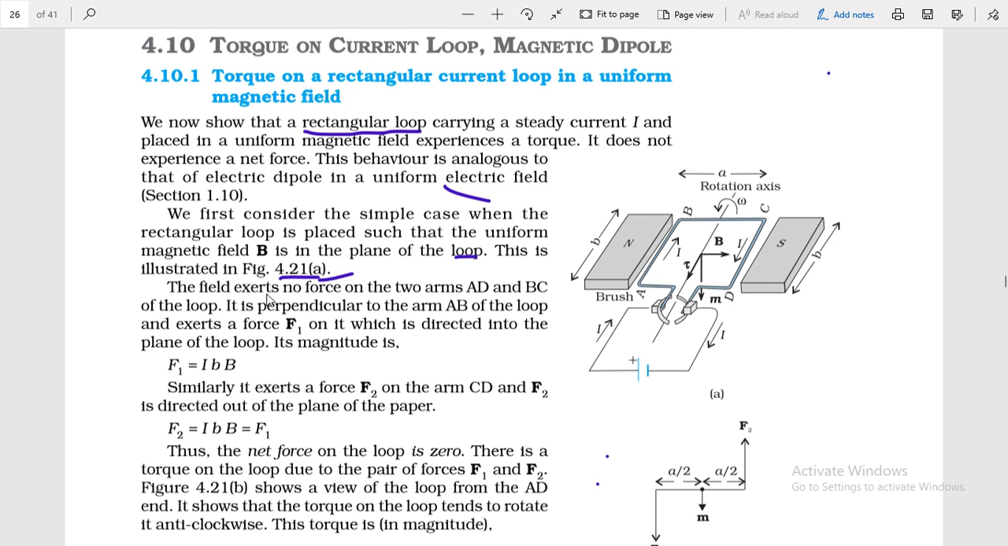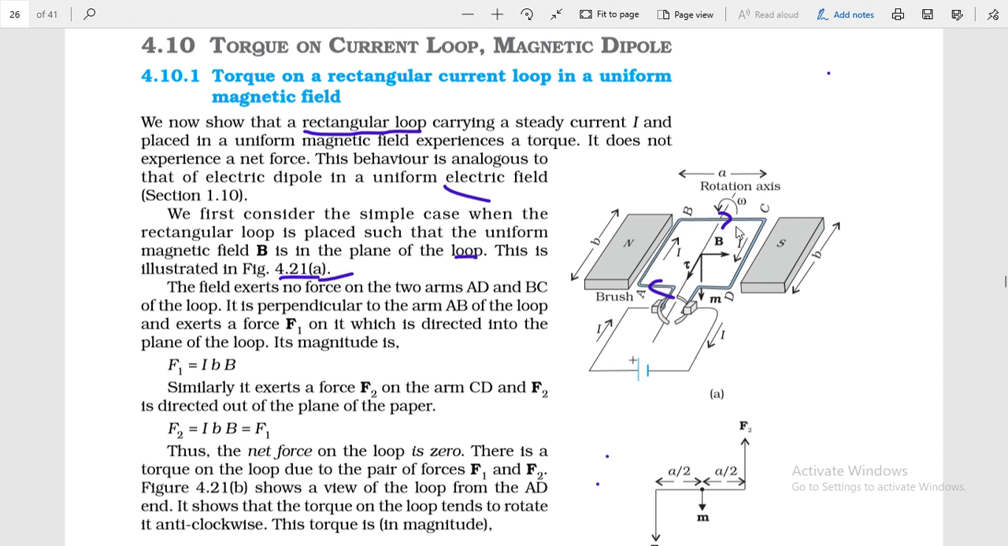Now the field exerts no force on the two arms AD and BC of the loop. So this field B does not exert any force on the arm AD and the arm BC, because suppose current is flowing in this direction, so this is opposite to the field and this one is in the same direction as the field.